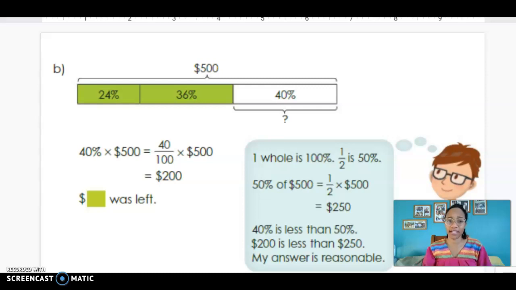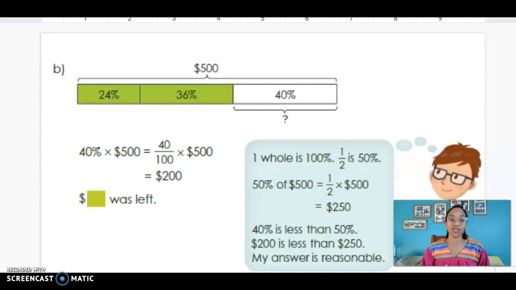How can we check our answer? 1 whole is 100%. Half of that whole is 50%, right? You know that. So 50% of 500 is half of 500, or 250. 40% is less than 50%, so we should be getting an answer that's a bit less than half of the total money. 200 is less than 250, so the answer is reasonable.